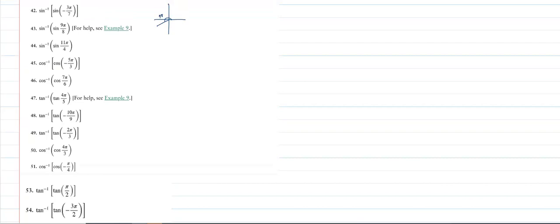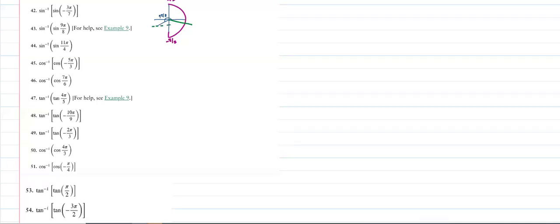So now I know that I want my restricted domain to be between negative pi over 2 and positive pi over 2. So what I'm going to do is find an equivalent angle in the interval negative pi over 2 to pi over 2 for which sine will have the same value. Okay, so where is this equivalent angle? To find it, I first have to know in the third quadrant is sine positive or negative? It is negative. So my equivalent angle is going to be in the fourth quadrant.